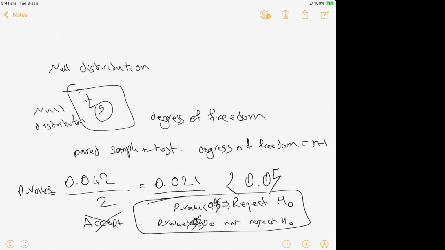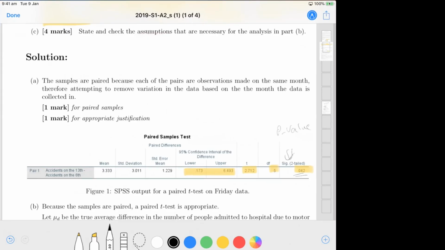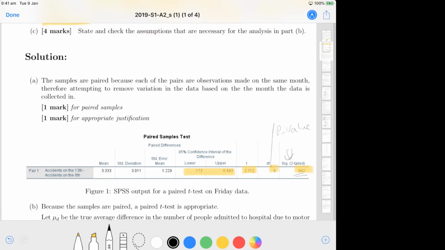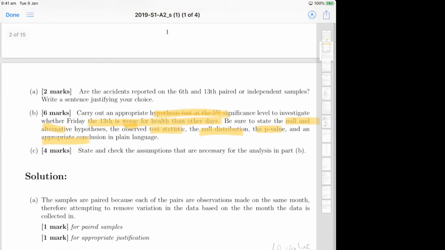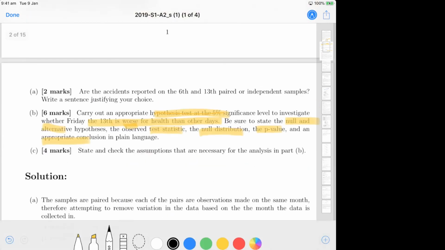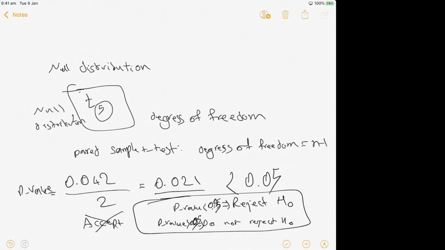Okay, so that's about part B. What else do we have here? The question in part C asks us to state and check the assumptions that are necessary for the analysis in part B. So what are the assumptions of a paired sample t-test? We've got two assumptions. Probably you can write these on your cheat sheet because assumptions are always important to know, and sometimes we want you to report them.